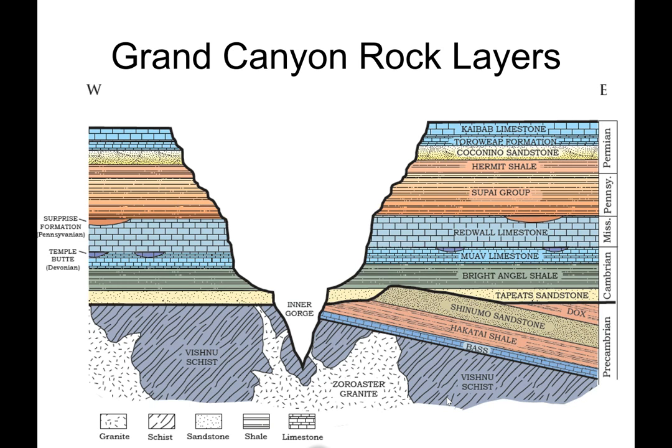We have a couple of spots where we see some unconformities. And then as soon as we get all the layers up top, the sandstone, shale, limestones, these are all sedimentary rock layers. They're easy to be eroded. Now, as we get down to the bottom, we see a little bit of a tilt with the Dox, the Shinumo sandstone, the Hakatai shale, and the Bass layer. And then below that, we have our Vishnu schist, which is a metamorphic rock, deep underneath the earth, a lot of pressure. And then we have that granite, an igneous rock, part of an igneous intrusion that's solidified deep into the earth.